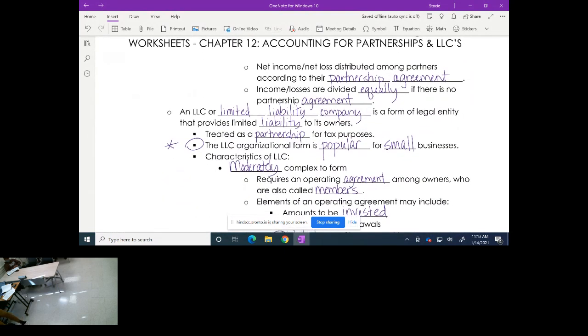The way that we allocate net income for partners should be outlined in the partnership agreement. They should say in the agreement, partner A gets this much, B gets this much, and so on. If it's not specifically stated, then the default is that it is divided equally.